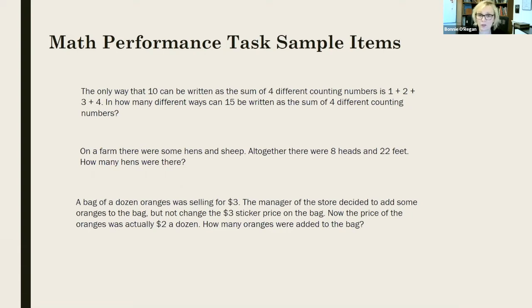And then you talk about oranges selling for $3. He decides to add some, but not change the actual price of it. So now they come out to be $2 a dozen. How many oranges were added to the bag?